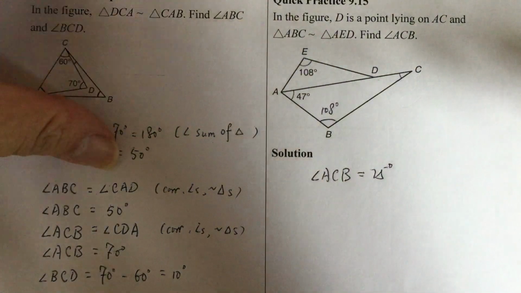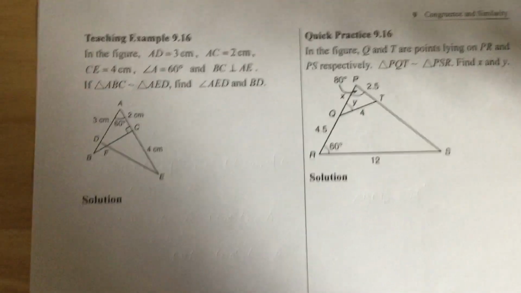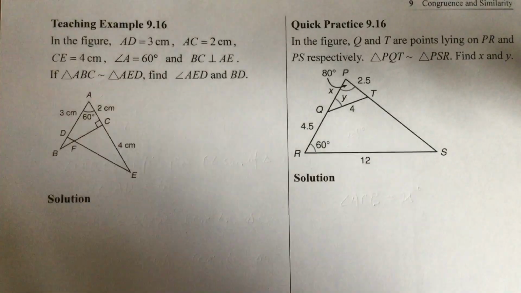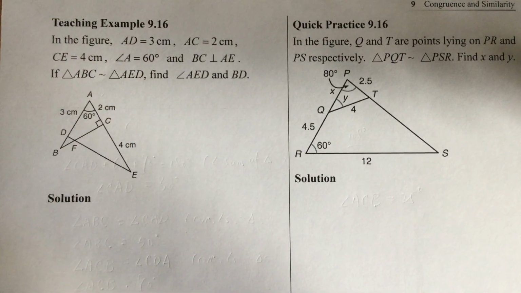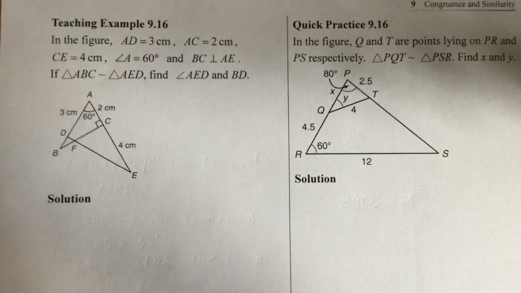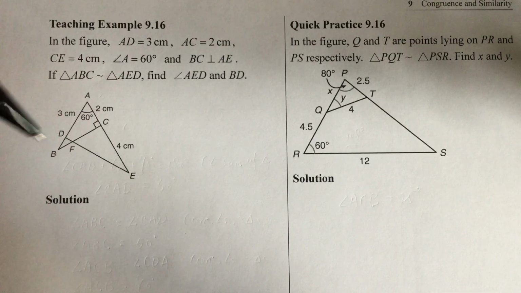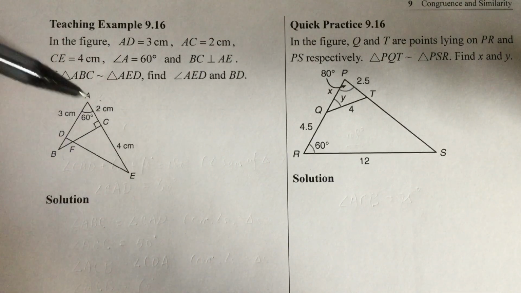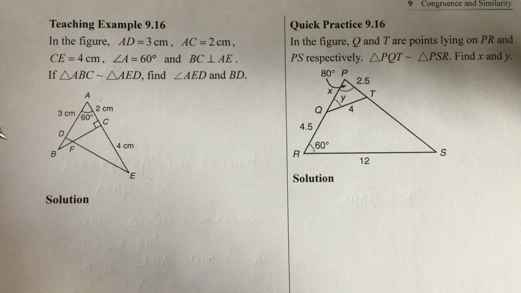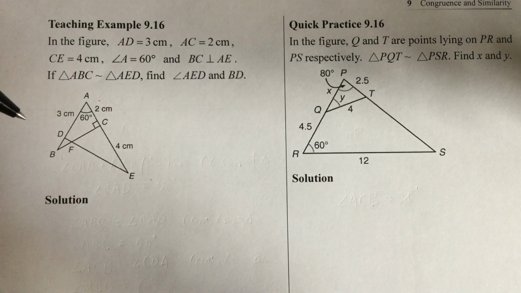Okay, now we will go to the last teaching example in this video. This is teaching example 9.16 and also the quick practice 9.16. Okay, I think that you will find that this one is a little bit troublesome. But you must pay serious attention and you cannot be afraid of this. Although you see two triangles here overlap, you can say they are similar so that you can solve the problem easily. Okay, let's do it one by one so that I think you will not find it difficult here.